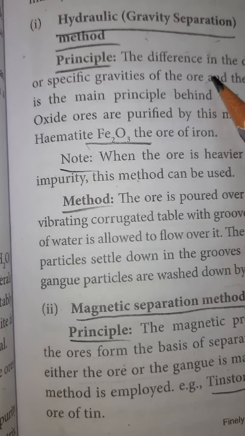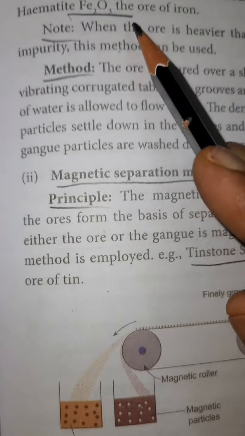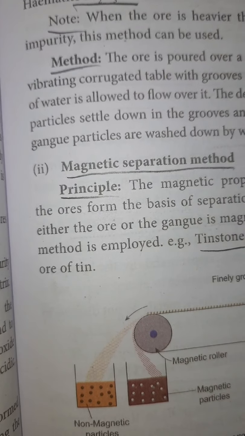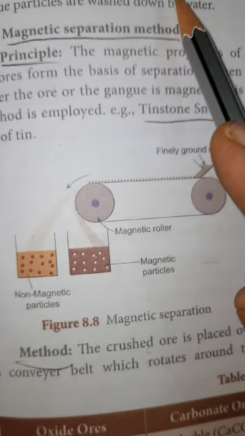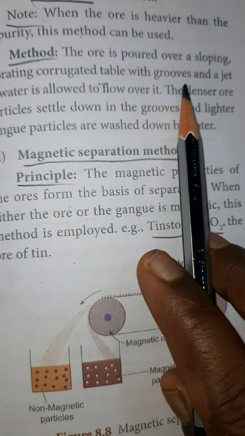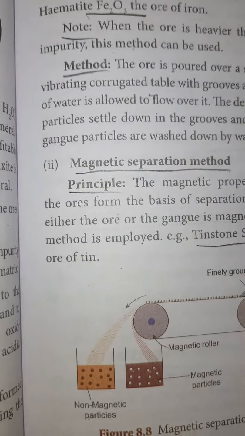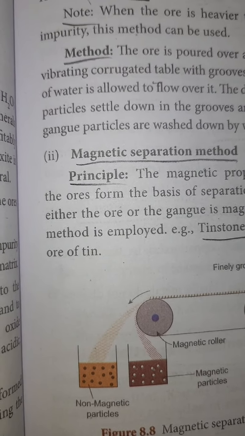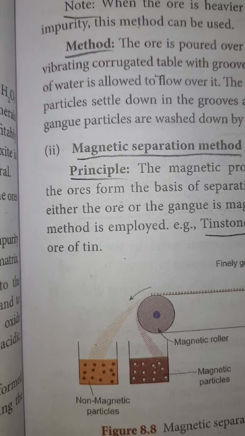First one, hydraulic separation. Principle: this method is used for purifying oxide ores such as ferrous oxide, ores of iron, where the ore is heavier than the impurity. Method: the ore is placed on a sloping, vibrating corrugated table with crevices, and a jet of water is allowed to flow over it. The dense ore particles settle down in the grooves and the lighter gangue particles are washed down by water. This is hydraulic separation.